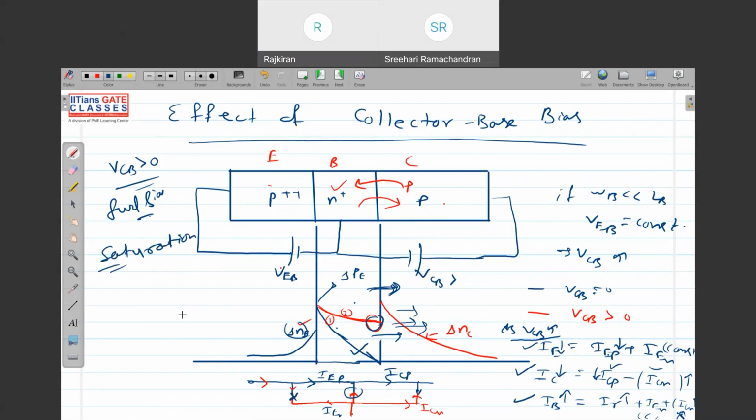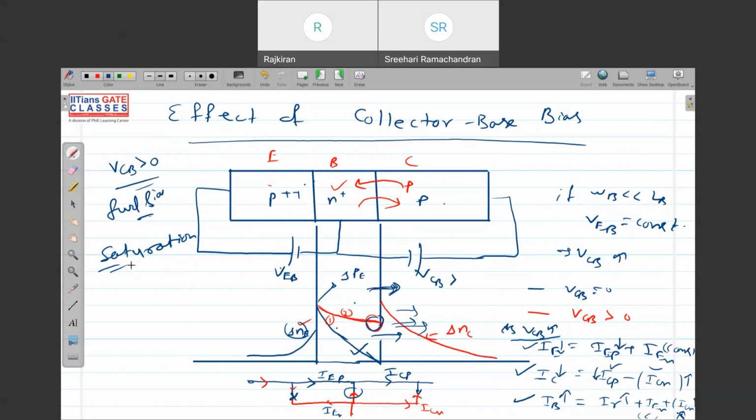It is not at all helpful for amplification, because for amplification I want the current from the emitter to reach the collector, which is not happening here. So it can't act as an amplifier at all. The current should reach from emitter to collector for amplification.